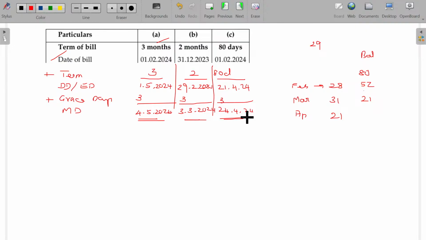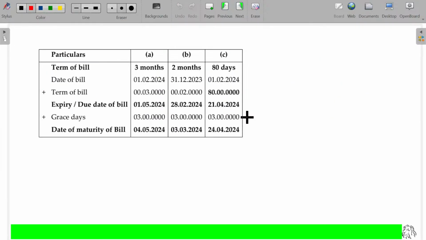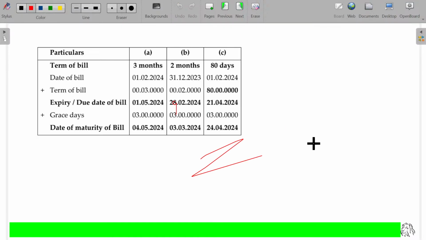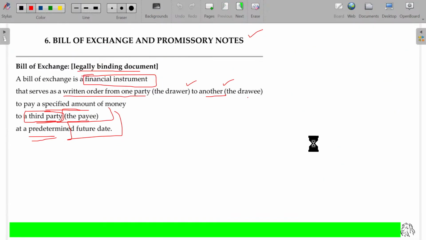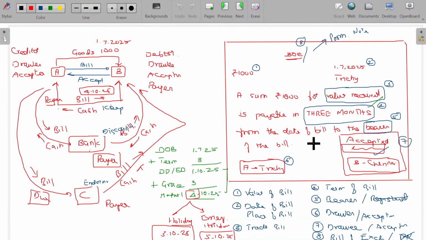Any doubts here? So here it is clearly given. Here you can convert that to 29 days. That's all. Okay, all these things are clear. So we have completed all these things. You can make a note of this. If you have any doubt, you can ask me. Else we'll now start with the illustrations.